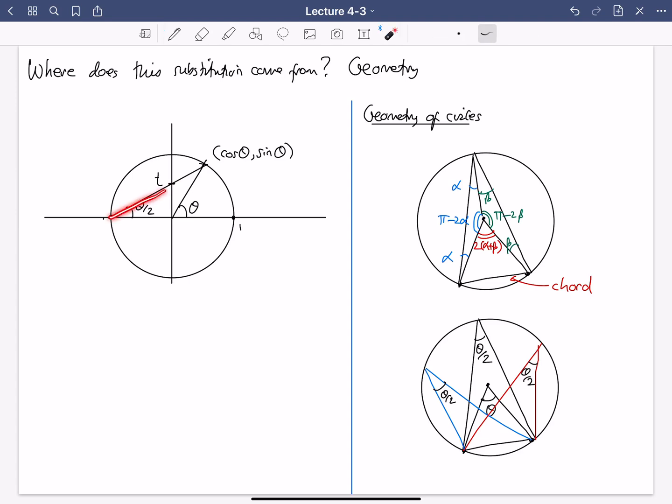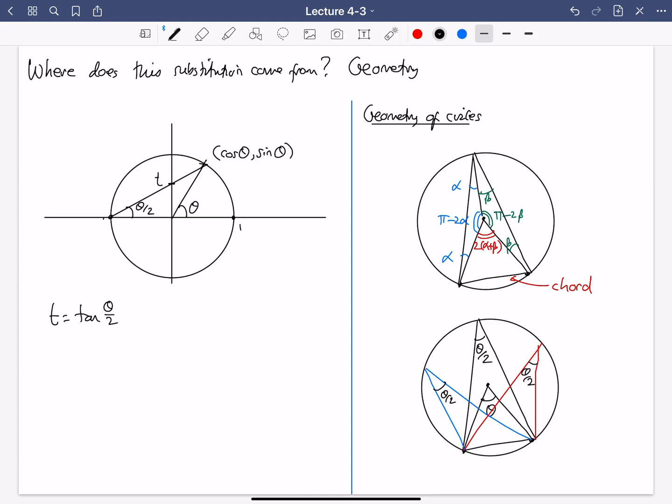So can we calculate t? Yes, we can, because we've got a right-angled triangle here. We know the angle. T is the opposite side, and the adjacent side is 1. So t is tan theta over 2. So this is the t in our substitution. And what's going on here is that you're used to using theta to parameterize this point on the circle, the angle theta there. But you can also parameterize this point on the circle in this kind of slightly weird way. You join that point to -1, 0, and you look at that value t, where that line crosses the y-axis, and you use that number t to parameterize the point on the circle.